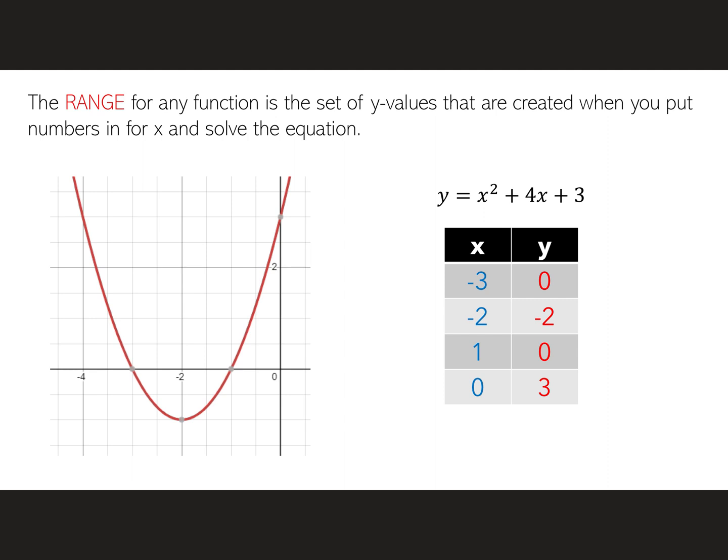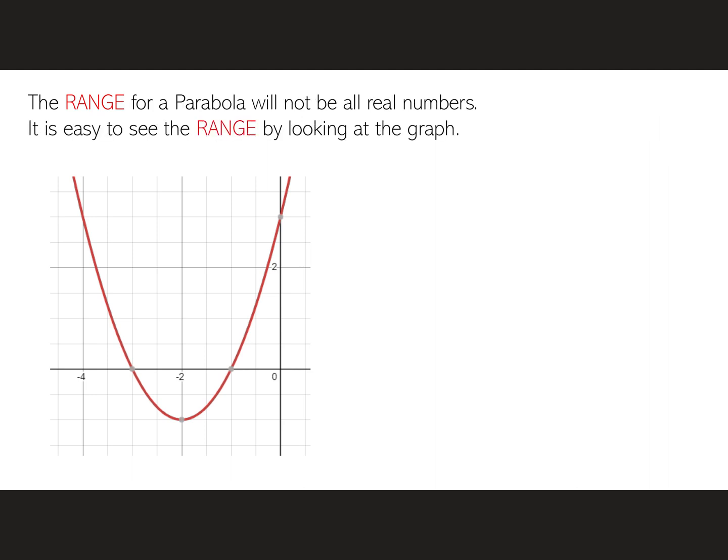Your range for any function is a set of y values that are created when you put numbers in for x and solve the equation. So when I put in the -3, -2, 1, and 0, out came the numbers there that are in red, 0, -2, 0, 3. So 0, -2, 0, 3, those are your range. Now, is the range all real numbers also? Well, not exactly for a parabola. The range for a parabola will not be all real numbers.